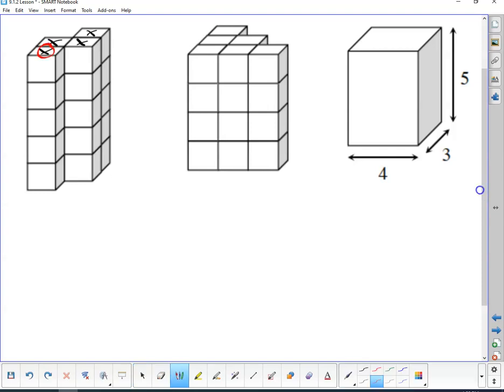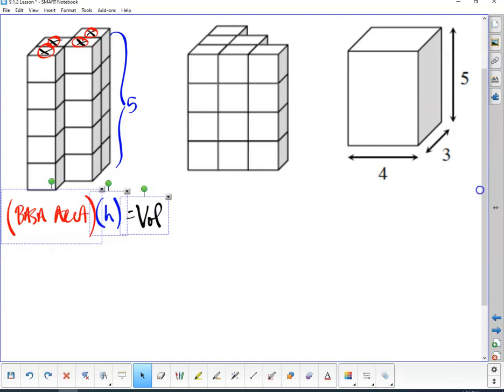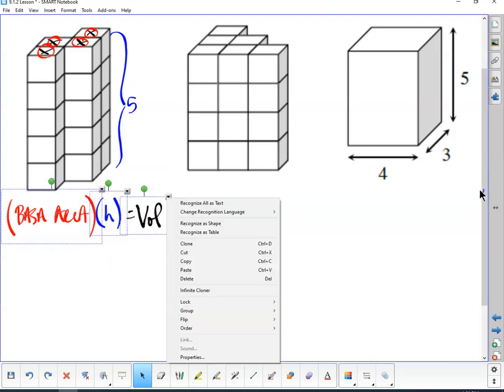So once again, the base area multiplied by the height of the thing, which in this case is 1, 2, 3, 4, 5. Just 5. So the volume for this equals the base area times the height. And you can use that all the way across the board on this. So let's just get this set up.